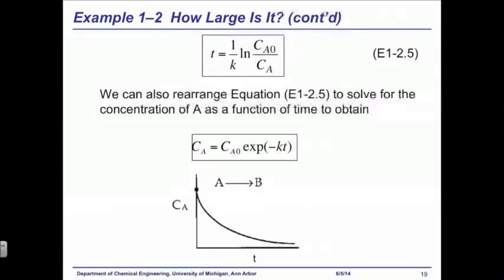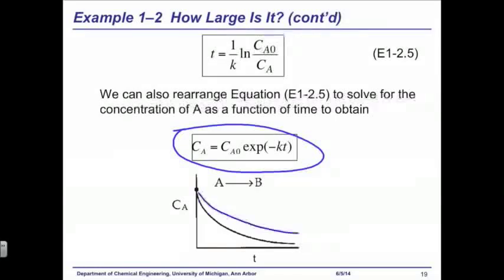We can also rearrange this to solve for the concentration of A as a function of time. Then we get this equation here. The concentration of A is equal to the initial concentration of A times e to the minus k times t power. And we can see again our concentration of A here as a function of time.